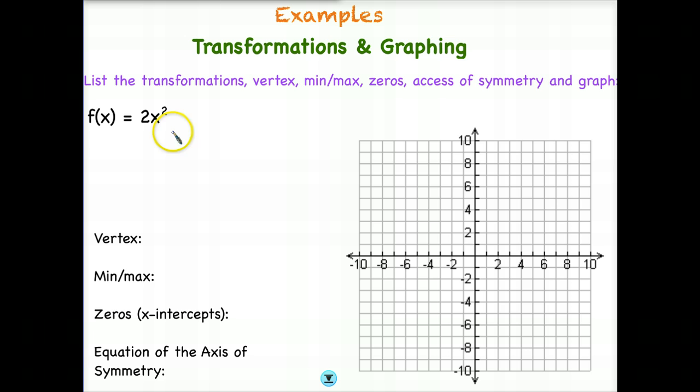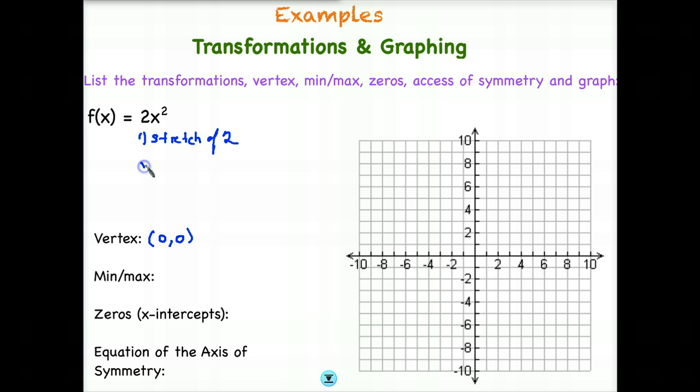So let's list our transformation first. So all we have here is a 2. So our only transformation is a stretch of 2. Now let's list our vertex. Well, we don't have any transformation in here next to the x, and we don't have any transformation out here. So we know that our vertex is still at 0, 0. It has not changed. If I look at this graph, we have a positive 2.